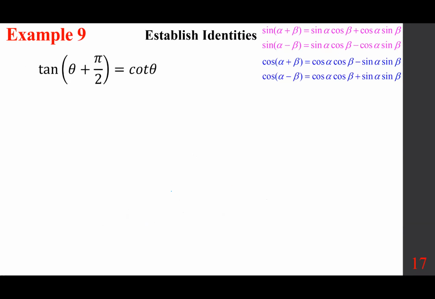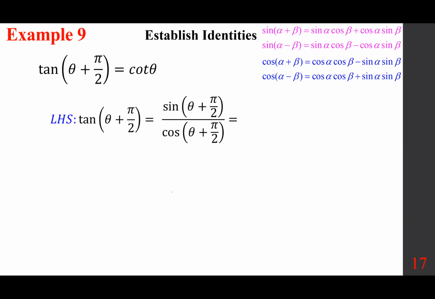We want to prove tan of theta plus pi over 2 is cotangent theta. And there are a couple of different ways. You can go with the sum formula for tangent and explore that. We can also write tangent as sine over cosine. So the left-hand side, tan becomes sine of theta plus pi over 2 over cosine of theta plus pi over 2, and we're going to expand it.